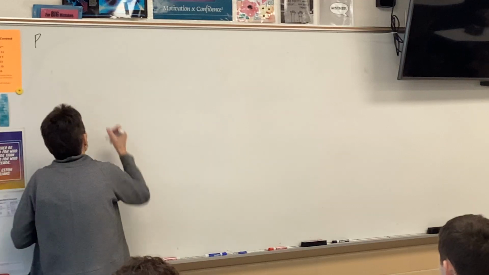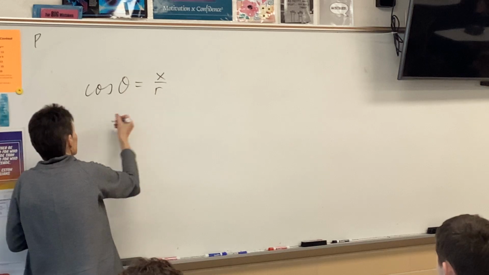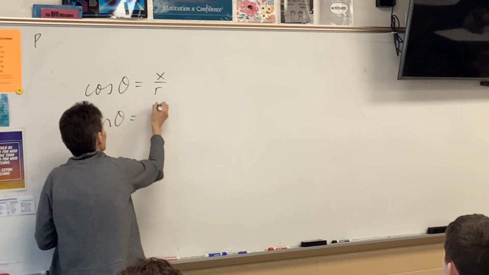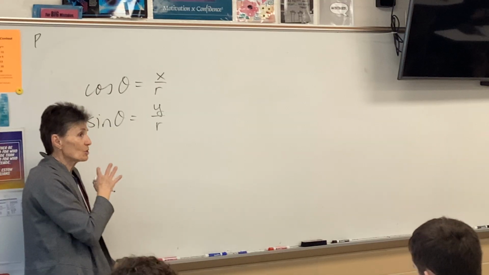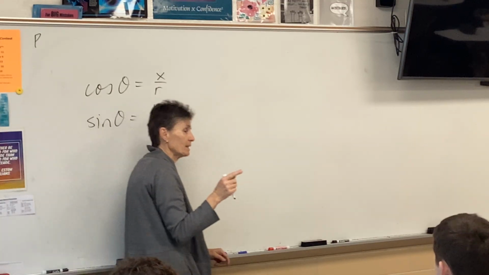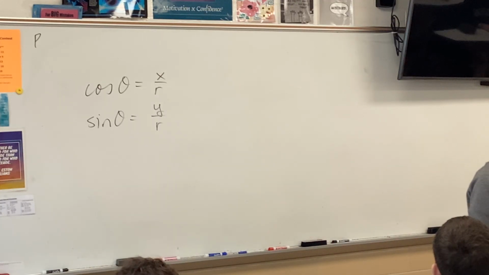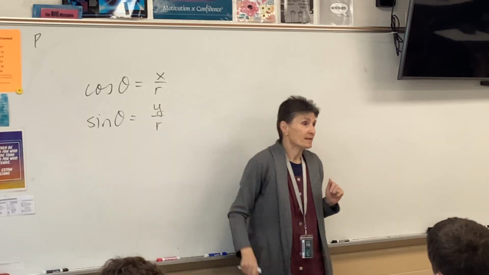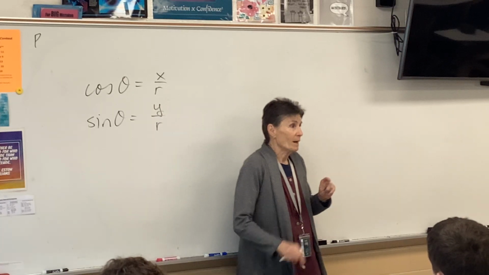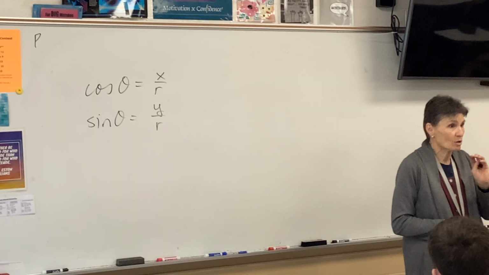Just a quick review of what we've already talked about. Cosine is x over r and sine is y over r. Those definitions, some of you are thinking, wait, well you told me x was cosine. Well, I told you x was cosine where? In the unit circle. So if r is 1, then x is cosine. But in general, everywhere, cosine is x over r.